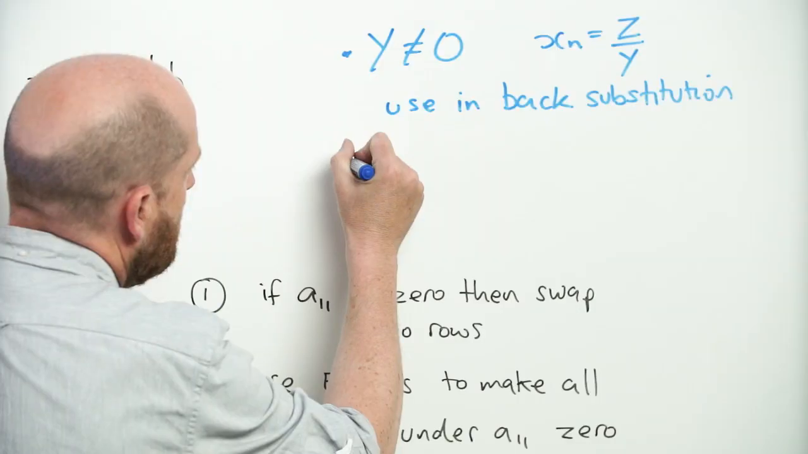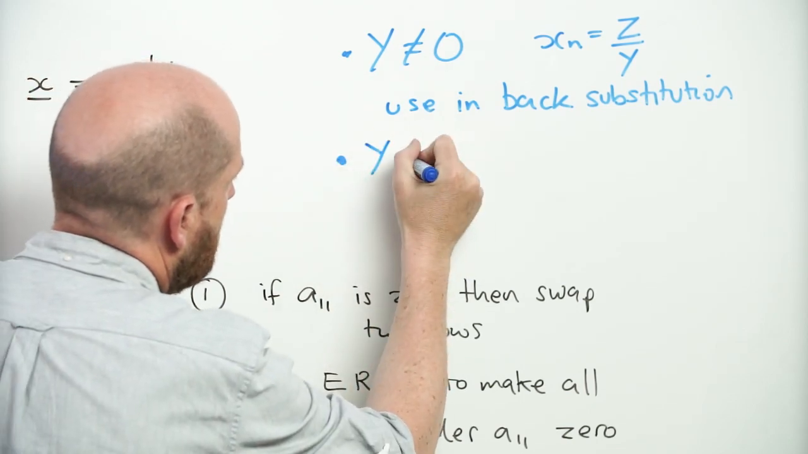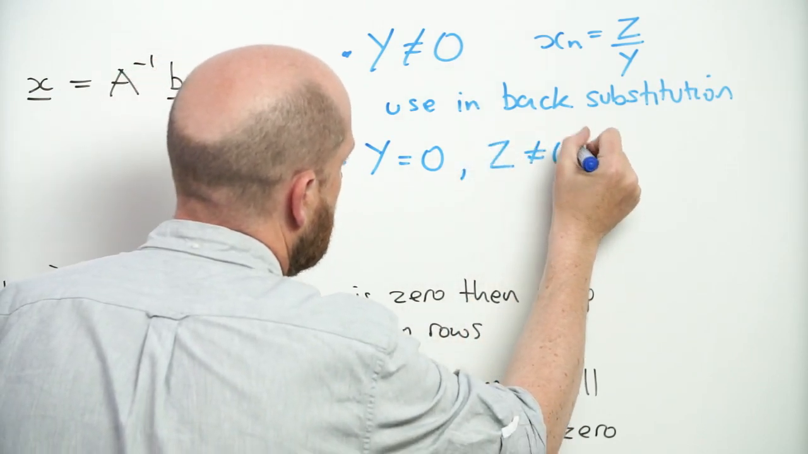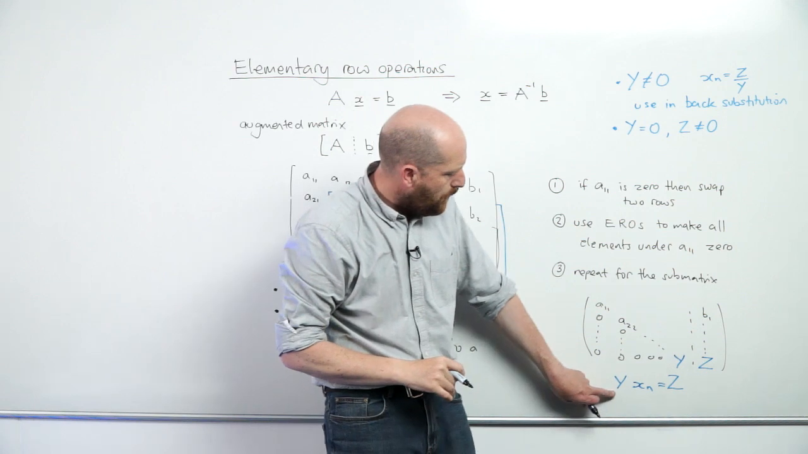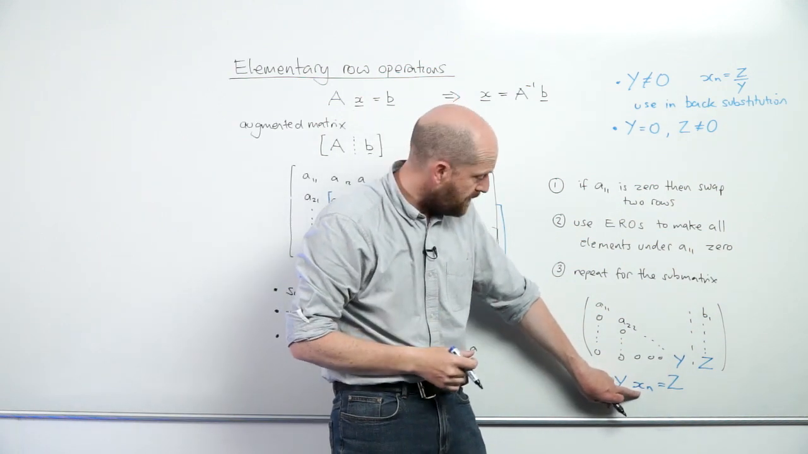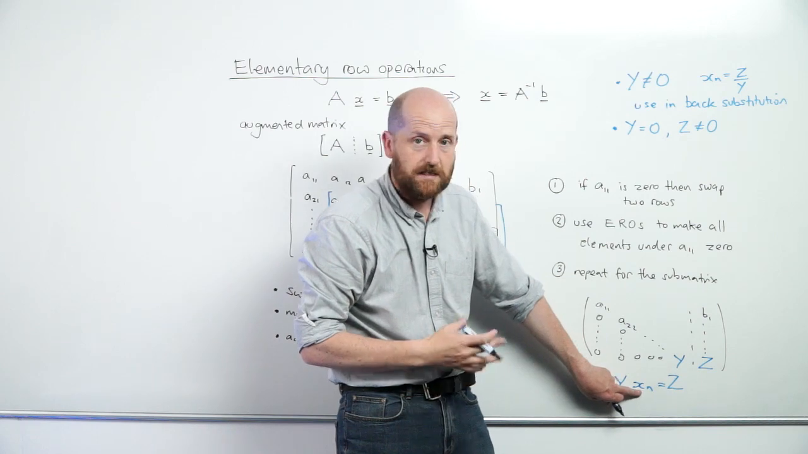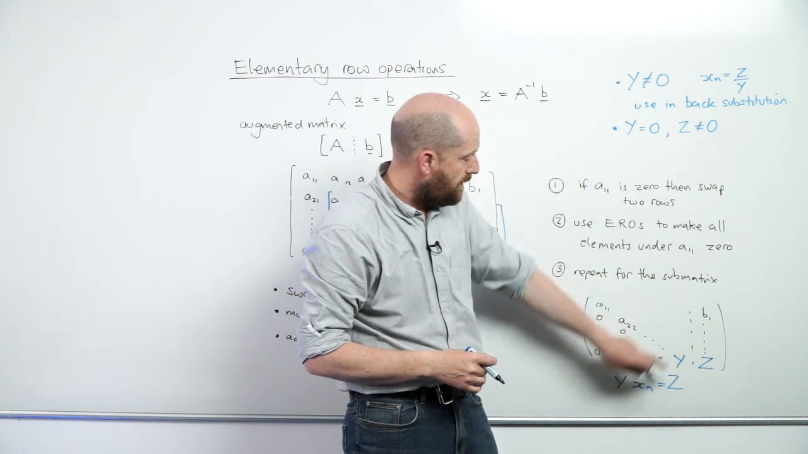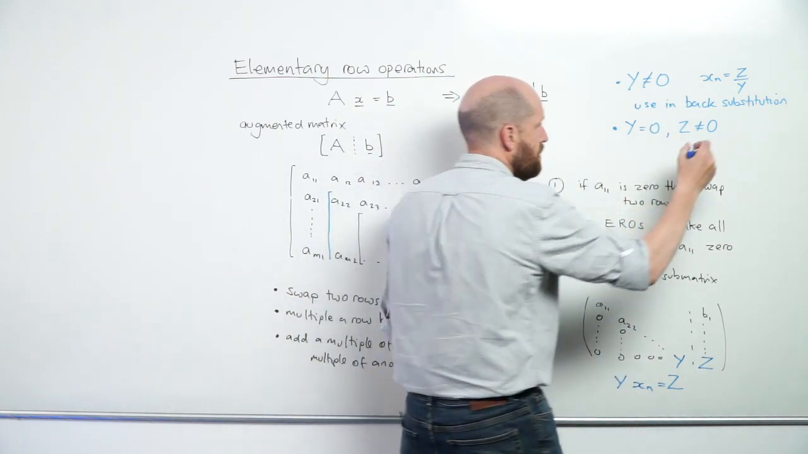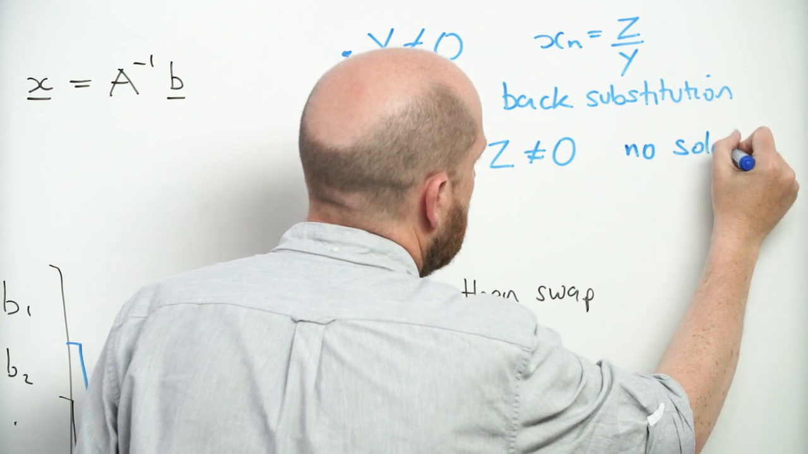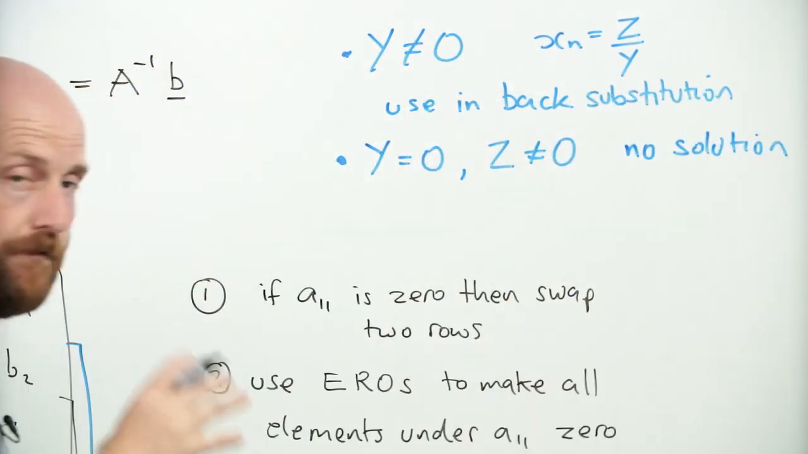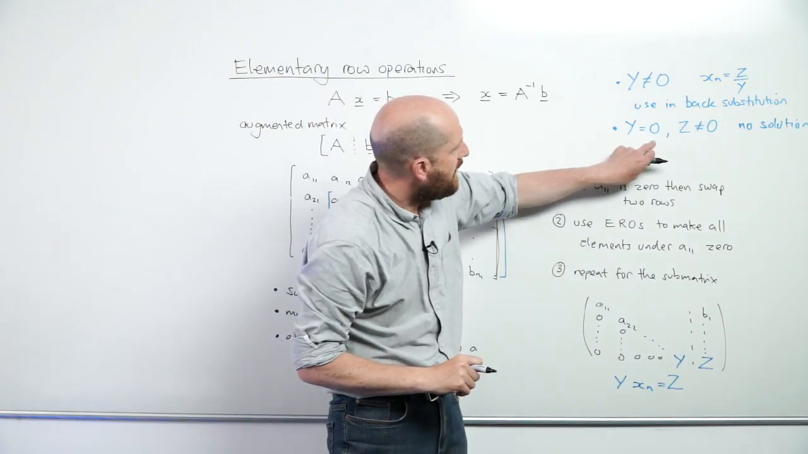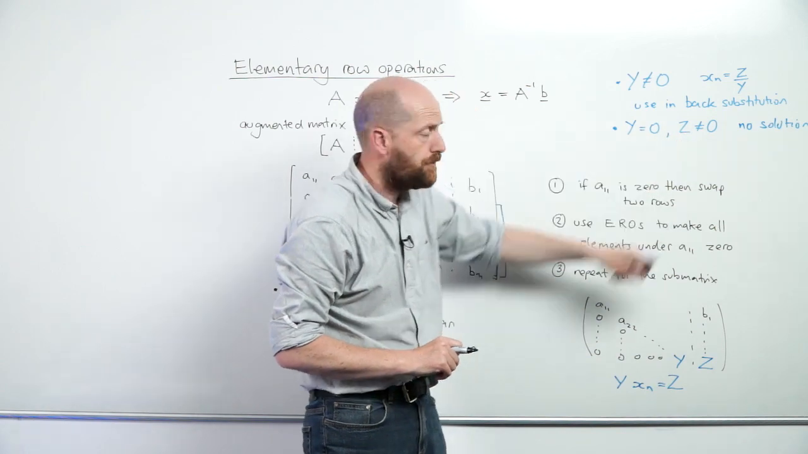The next possibility is if y equals 0, but z doesn't equal 0. Okay, what happens there? Well, what I get is 0 times some unknown quantity here. Still, 0 times anything is 0. So I get 0 equals z. But z isn't 0. So this is a contradiction. That means there's no solution. In the first case, I can find a solution. In fact, it's a unique solution, just one solution. In this second case, when y is 0 and z isn't 0, there's no solution at all.